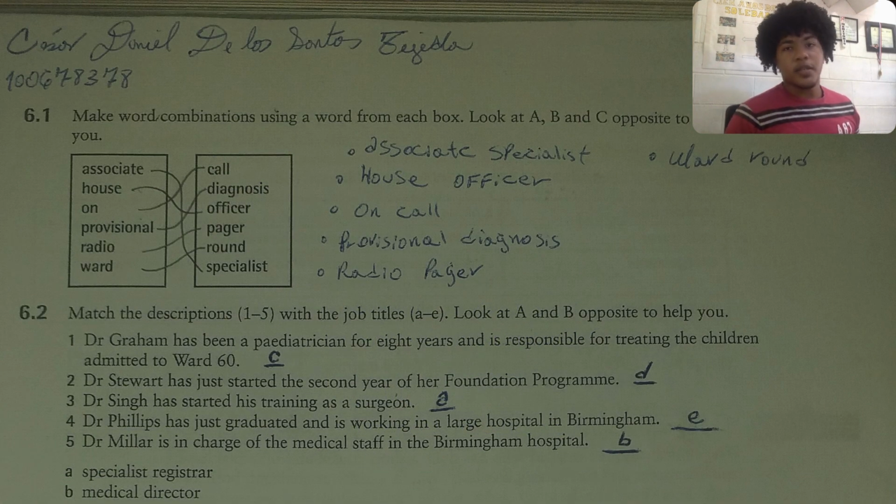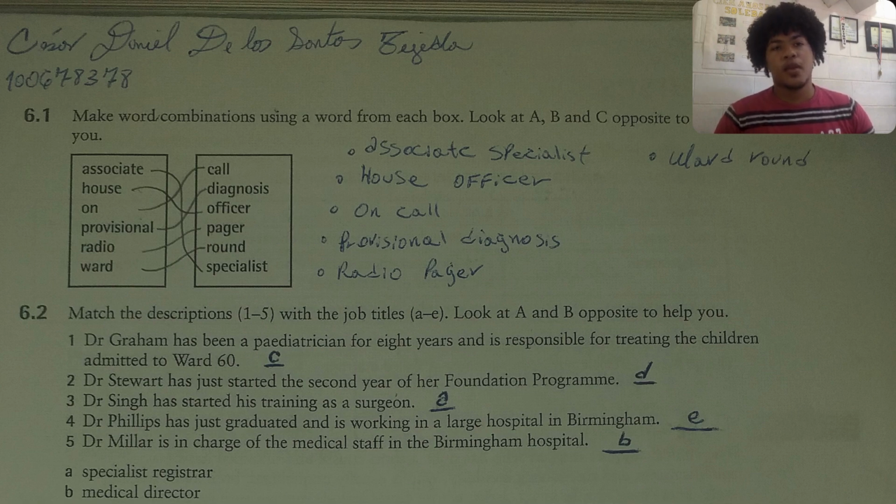Chapter 6, Medical Practitioners 2. Exercise 6.1: Make word combinations using a word from each box. Look at A, B, and C opposite to help you. Associate specialist, house officer, on call, provisional diagnosis, radio pager, ward round.